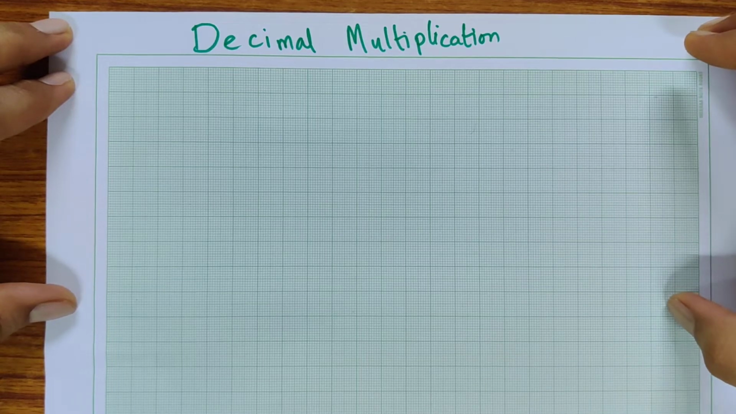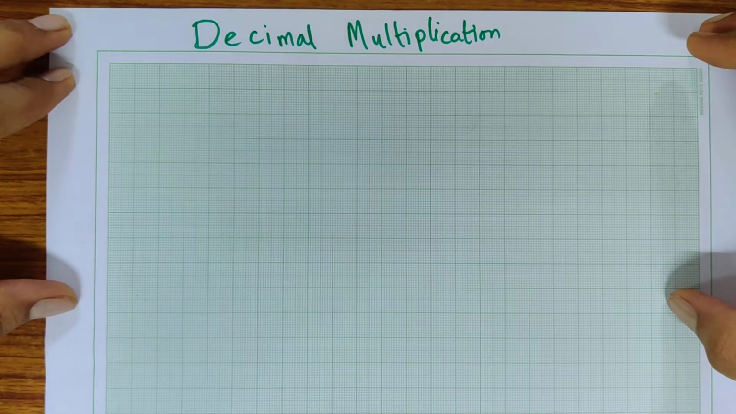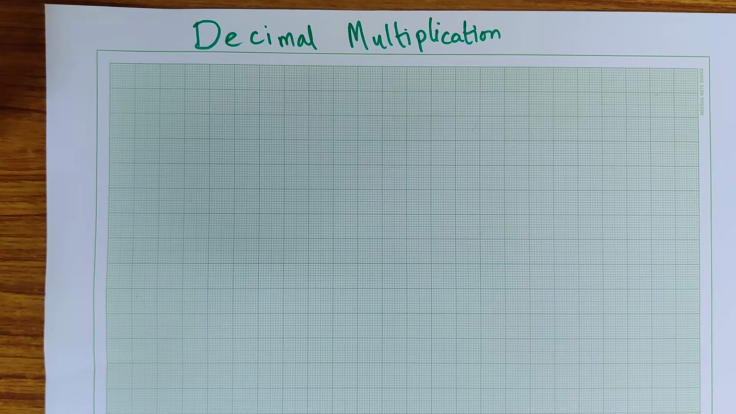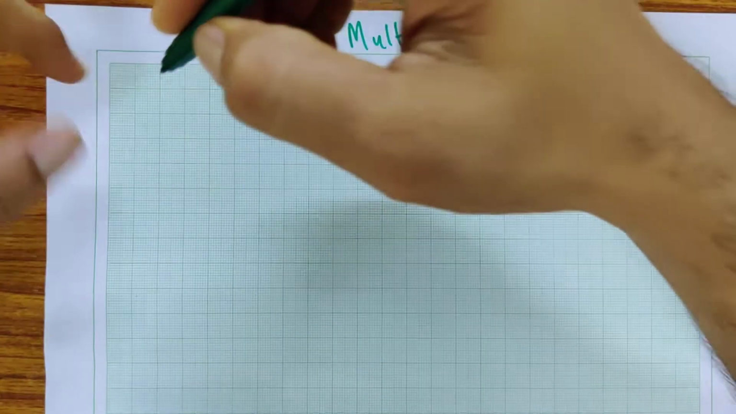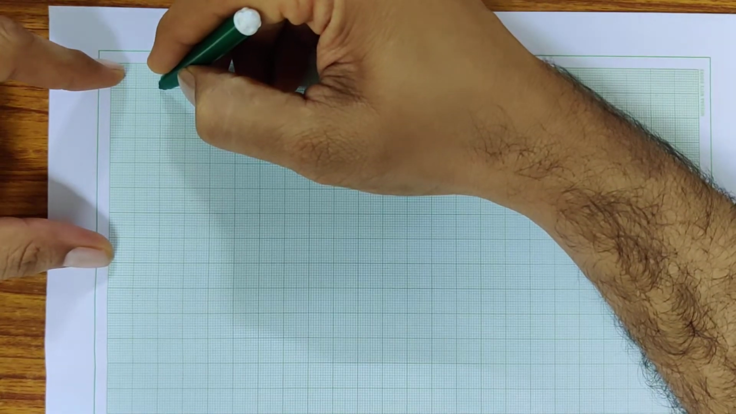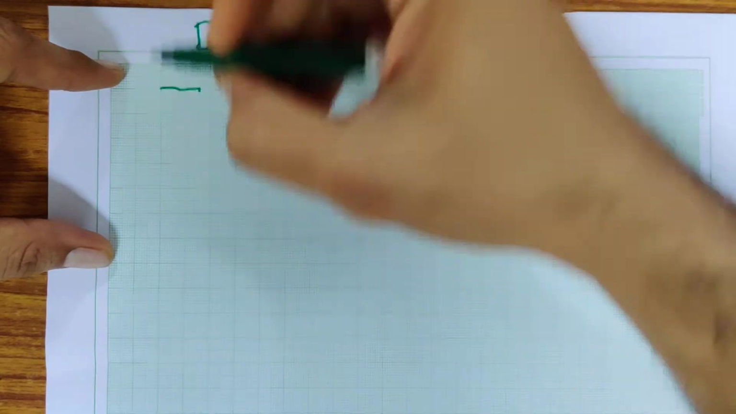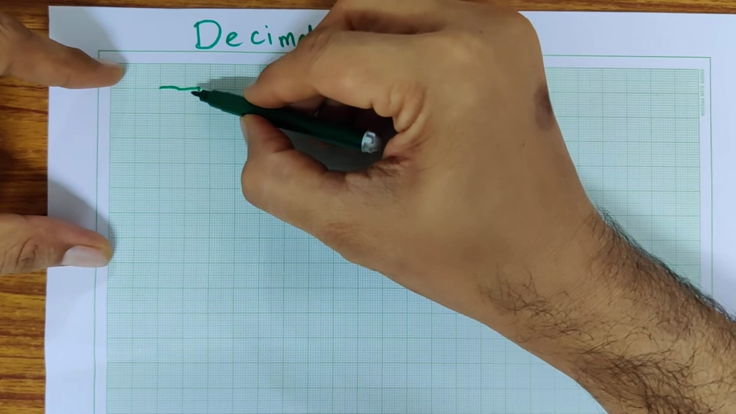So in this video we'll look at decimal multiplication. We can use a graph sheet for this. We have already introduced, I'm assuming, decimals in a graph sheet, because you can represent, let's say, 1.5 as one full box and then half a box.